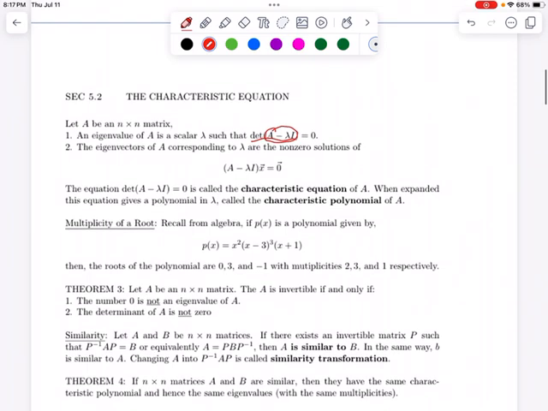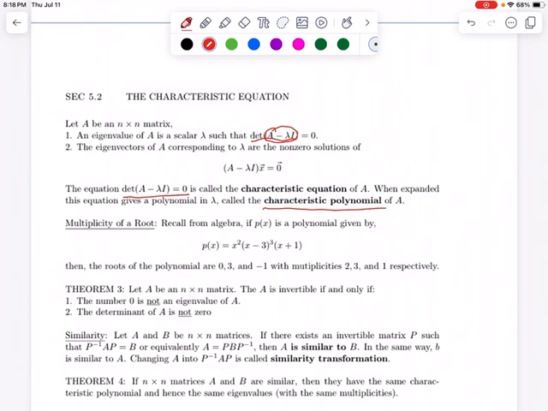The eigenvectors of A corresponding to lambda are the non-zero solutions of A minus lambda I times x equal to 0. So the eigenvectors are solutions of this homogeneous equation. And this equation earlier, the determinant of A minus lambda I equal to 0, is called the characteristic equation of A. As I just said, we will get a polynomial, and that polynomial is called the characteristic polynomial of A.